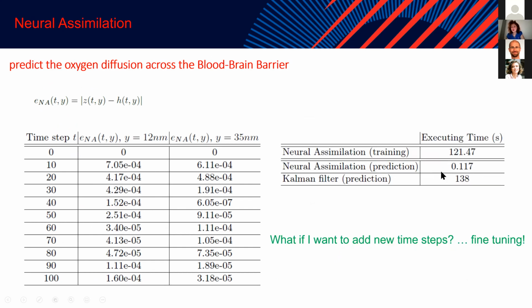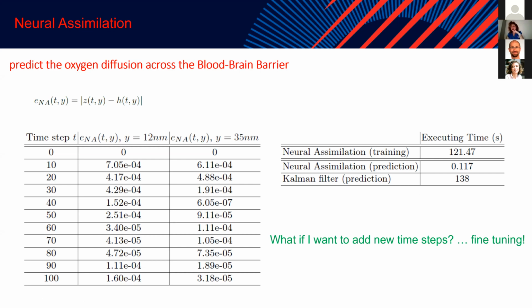In terms of execution time, the Kalman filter takes 158 seconds for running. The neural assimilation in the training takes time, so it takes 121 seconds. In the prediction side, when you have finished the training, then it's just 0.1 seconds.